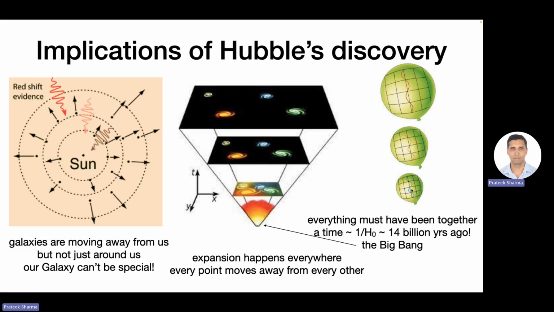So as you can actually see, any 2 points on this grid are at a smaller distance when the balloon size is smaller, and as you blow it and make it bigger, the points move away from each other, and the farther the points are, the larger the velocity between them, right? And here, it also shows that if you have a wave, say some electromagnetic wave, that wave also gets stretched because of this expansion. Okay, so this is called cosmological redshift.